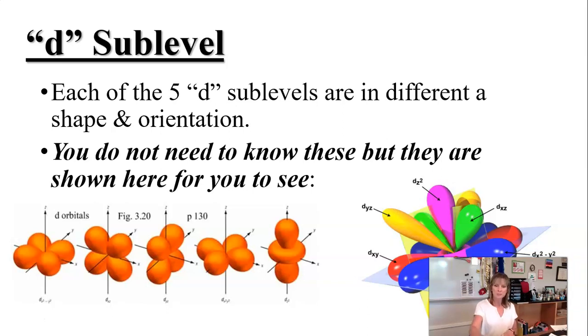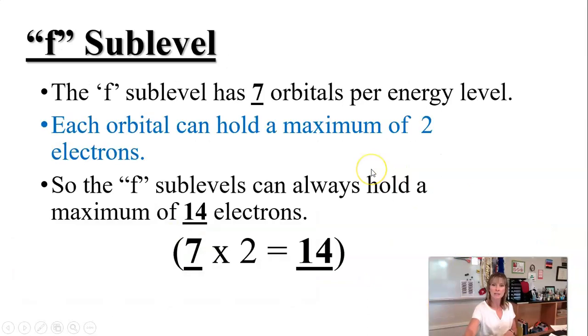In these 5 D orbitals, there will be 2 electrons that fit in each one. In this first D orbital, there will be 2 electrons floating around through these 4 little shapes. The second D orbital will have 2 electrons, third will have 2, fourth will have 2, and fifth will have 2, for a total of 10 electrons that can fit in that D sublevel.